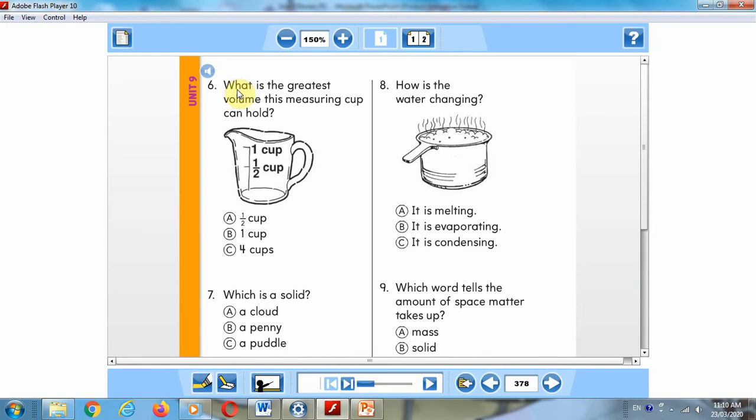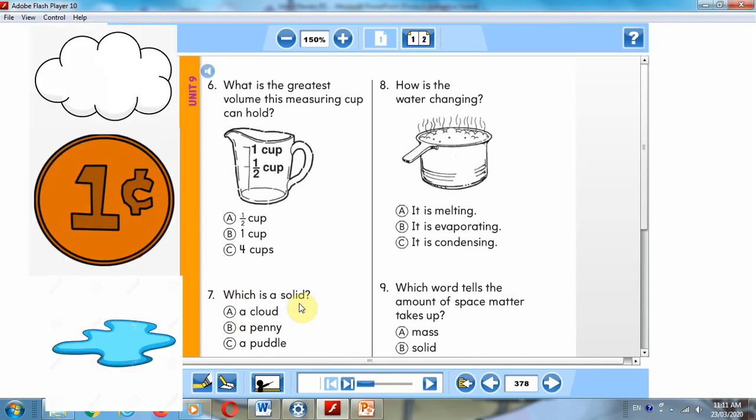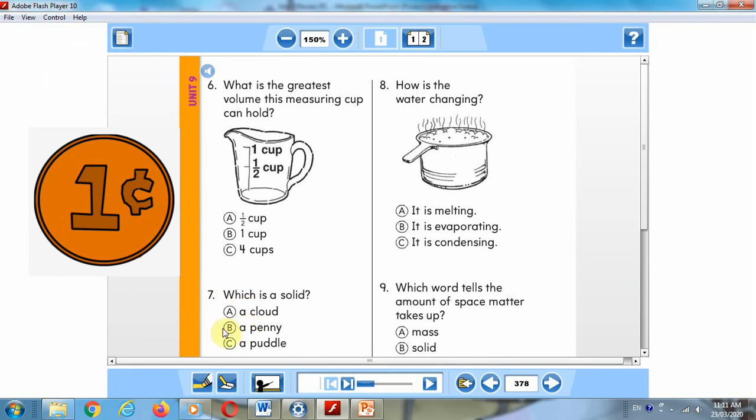Number 6. What is the greatest volume this measuring cup can hold? Here's the measuring cup. Here's the volume that it can hold. What is the greatest volume this measuring cup can hold? The answer is 1 cup. Number 7. Which is a solid? A cloud, a penny, or a puddle? The answer is B, a penny.